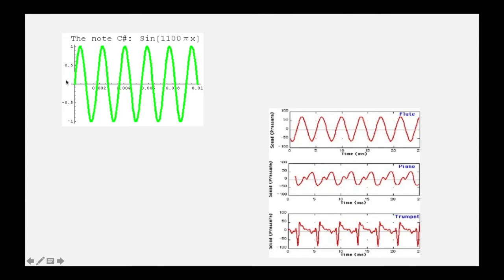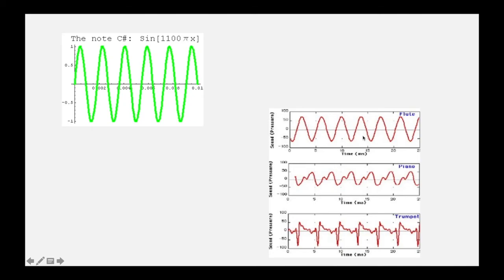Here's a middle C, the graph of a middle C. Remember pressure, right? The pressure wave of a middle C, or I guess this is C sharp, isn't it? I don't know much about music. Anyway, the graph of a C note produced by a perfect computer. So this is what it would look like.